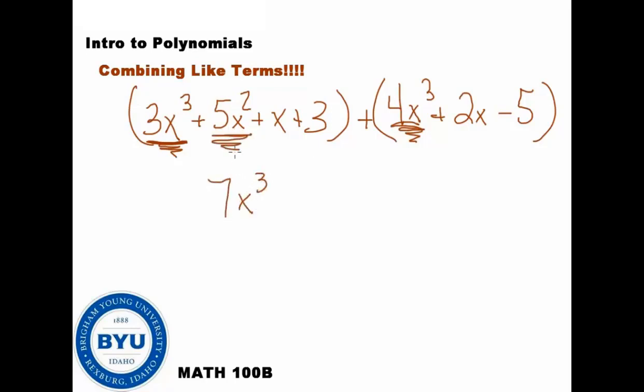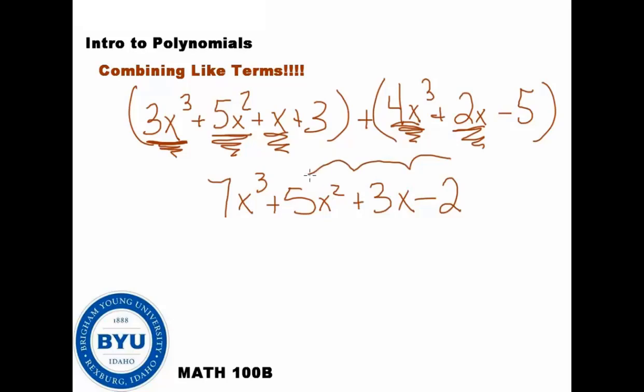Okay? 5x squared has to be combined with another x squared. Ooh, over here there's no x squared, so there's nothing to add to it. So we're just going to write it here. It's 5x squared. It doesn't change at all. Here we have 1x plus 2x. 1x plus 2x is 3x. And then combine our numbers. We get 3 minus 5, which is 2. So our final answer there is 7x cubed plus 5x squared plus 3x. That's how we add polynomials together. Just combine the like terms.